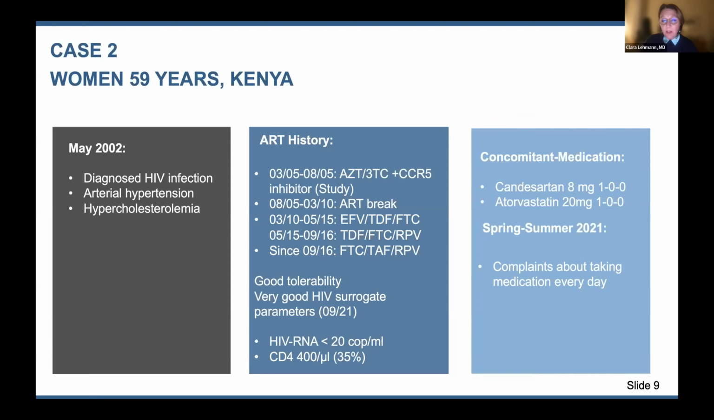Because of her cardiovascular risks, she has some concomitant medication. And then in spring, she was complaining about stigma and also about all the medications she had to take, and always coming every month, always discussing, and her husband had just died also. So she wanted a change. And now the question would be, what would you do with such a patient? What would you consider?